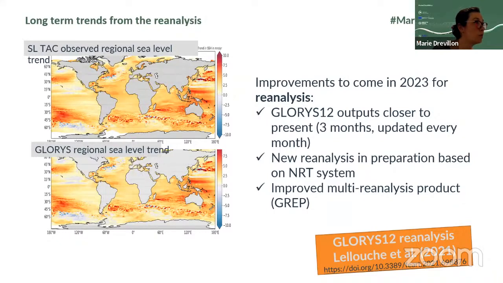We are going to provide outputs of this reanalysis closer to real time, closer to present. Every month, we are going to update until 3 months before present time. This is going to happen at the end of 2023 in the next release of the Copernicus Marine Service. A new reanalysis in preparation based on the near real time system, and we are also in the process of improving a multi-reanalysis product that we also disseminate, which is called GREP, so that it includes better versions of the reanalysis and maybe this high resolution reanalysis too.